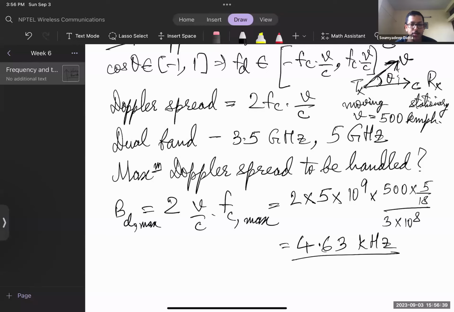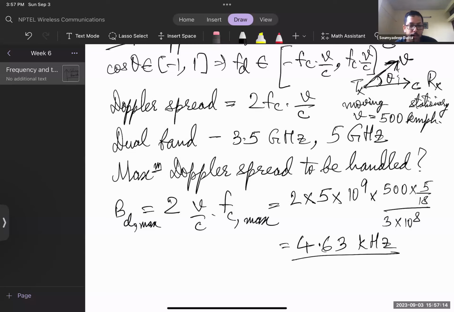This kind of calculation you should be able to do. Yeah, answer is correct, 4.62. Okay. So then any similar question also you should be able to handle. You can handle variations of this question if you know this concept.